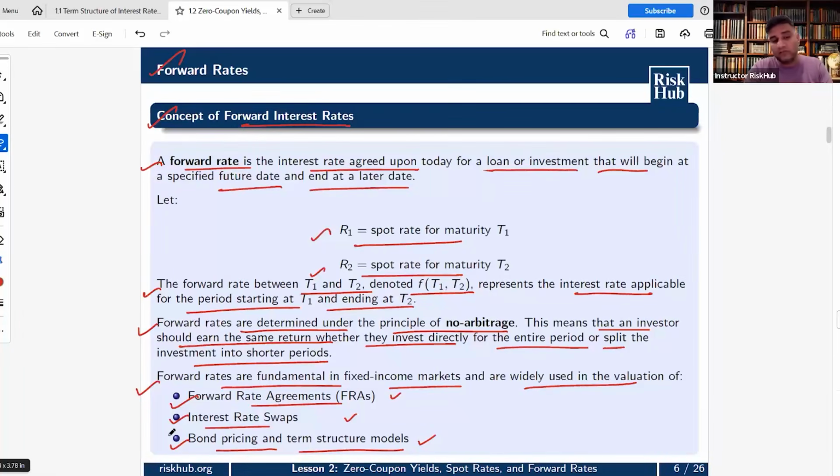R1 is the spot rate for maturity T1, R2 is the spot rate for maturity T2. The forward rate is agreed today but applies to a period that has not yet started. It is not a forecast produced by anyone. It is the number that makes the two funding routes to T2 return the same amount. Where it is used, forward rates set the exact rate on a forward rate agreement, predict the floating leg of interest rate swaps, and feed the drift into term structure models, right? So that's what we understand.